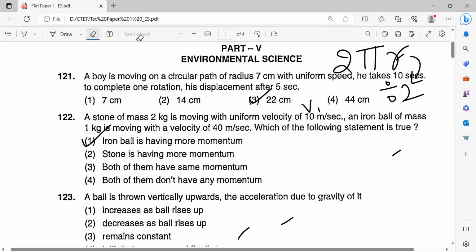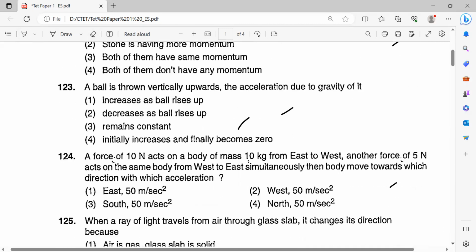Next we have the 123rd question. A ball is thrown vertically upwards. The acceleration due to gravity is... So here, you have to just imagine the situation.